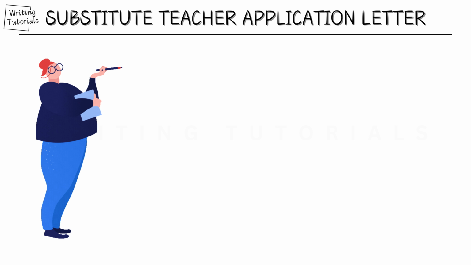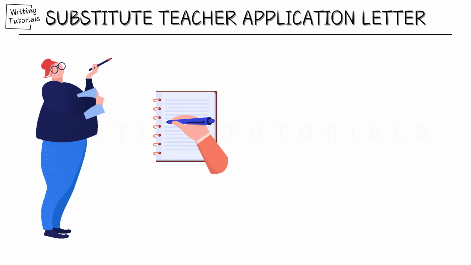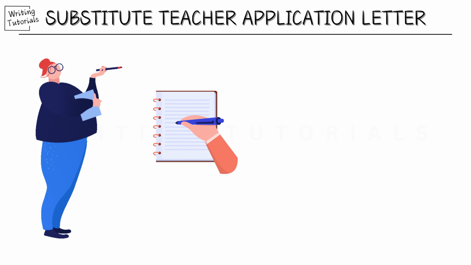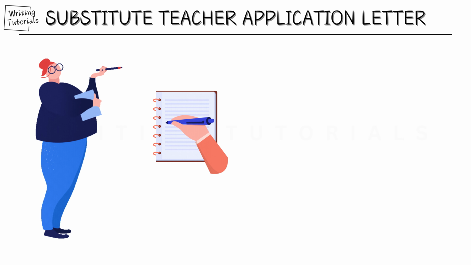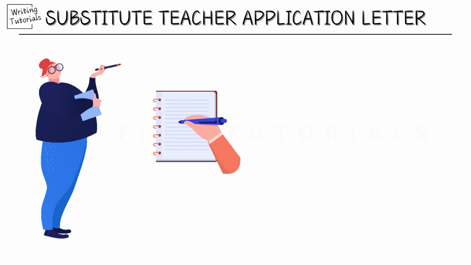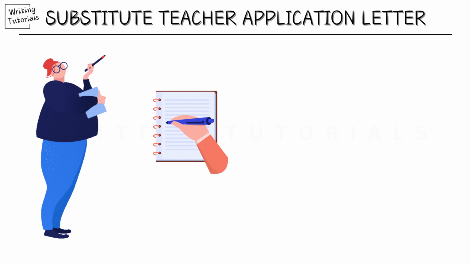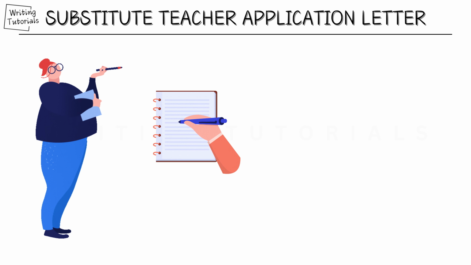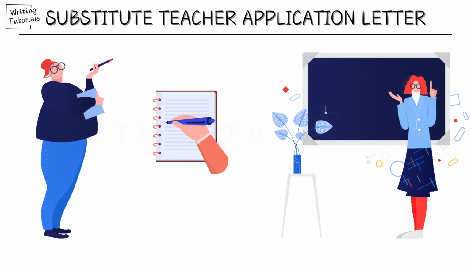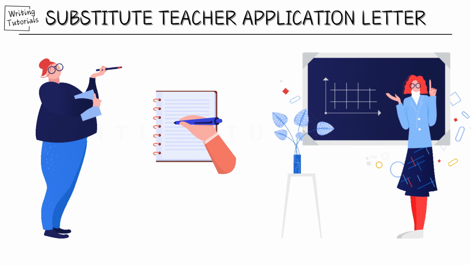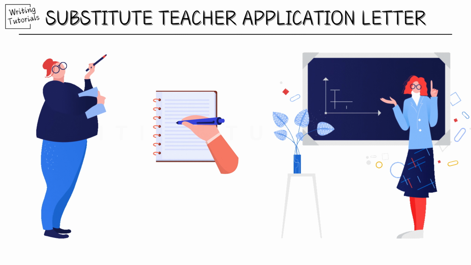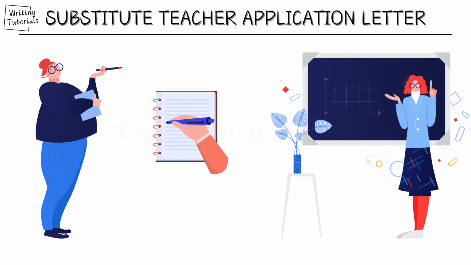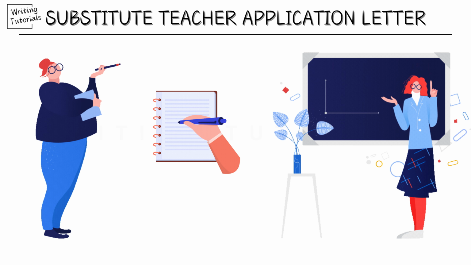Let's start by understanding what this letter is. A substitute teacher job application letter is a formal letter written to apply for a substitute teaching position with a school or school district. This letter introduces you as a flexible and dependable educator, highlights your classroom experience, and explains your ability to adapt to different grade levels, subjects, and school environments. This letter is usually submitted together with your resume and credentials, and it plays an important role in whether you are added to a substitute teacher roster.